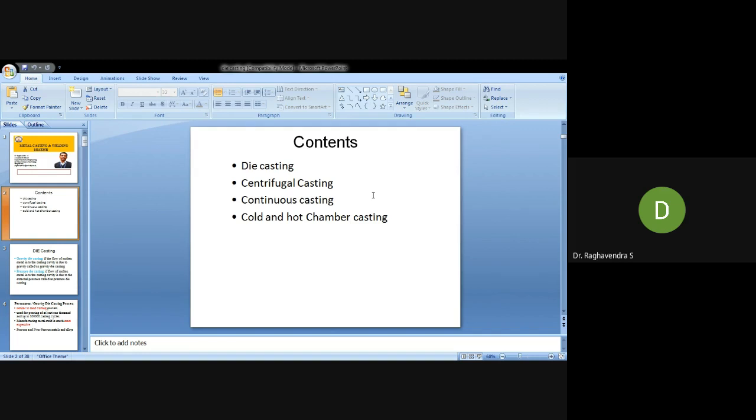Means the purpose is that the sand is eliminated here. The usage of sand is not there in this process. These are some of the advanced level casting processes. Sand casting is the traditional method, the oldest method. These are the new advanced methods. Okay, let us see one by one.